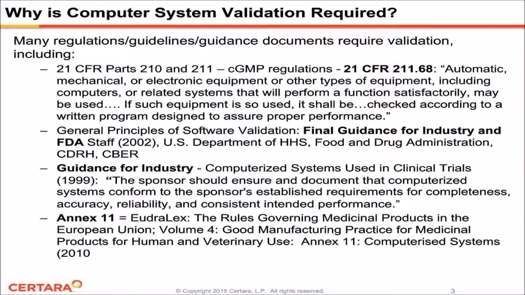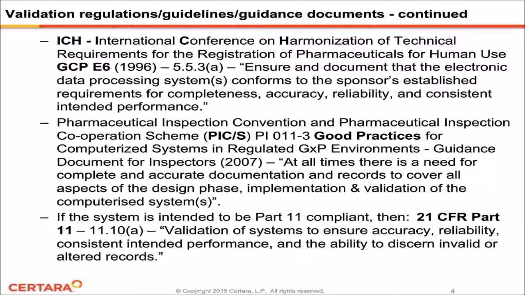Additional guidelines, the International Conference on Harmonization, ICH, mentions that systems must conform to established requirements for completeness, accuracy, reliability, and consistent intended performance. The PIC/S scheme, or those guidelines, also state that validation must be done for computer systems. And then finally, 21 CFR Part 11, again from the US FDA, which states that if a system is intended to be Part 11 compliant, then validation of that system is one of the required procedural controls.